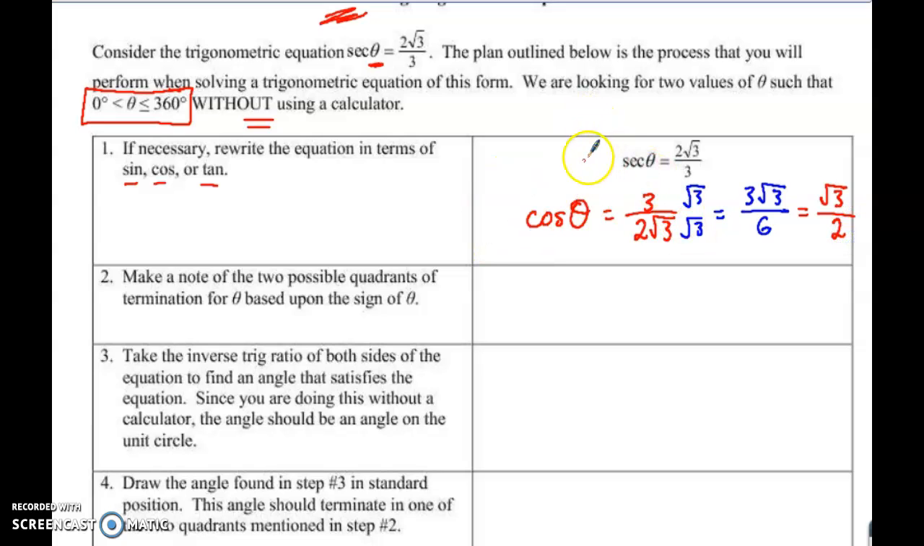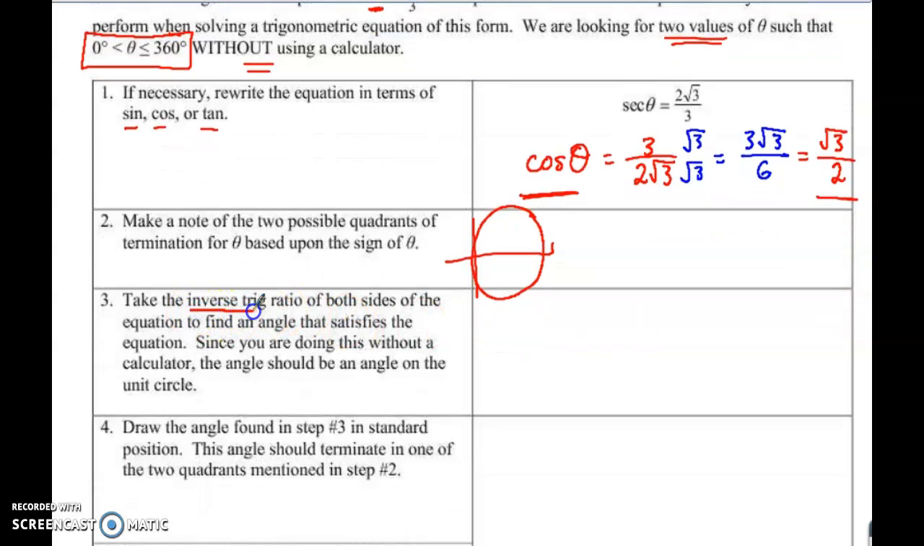So think about it. Where on the unit circle is cosine a positive value? I think that's what this first thing is. And notice that there are 2 possibilities. I expect you to find both. So cosine is positive in the first and fourth quadrant.